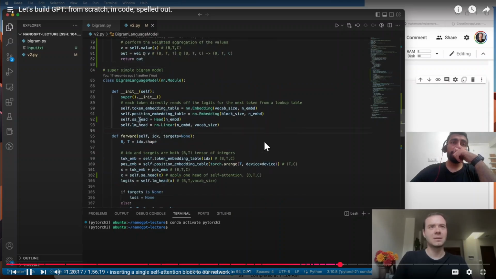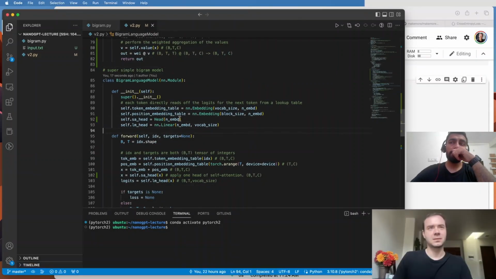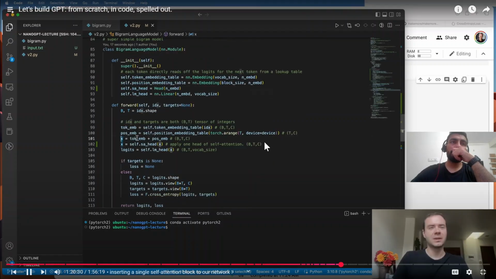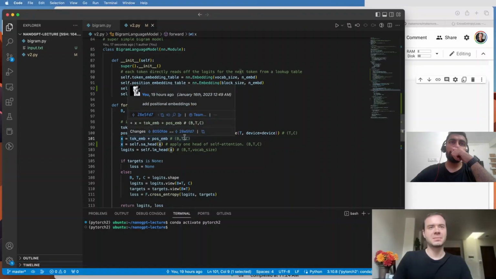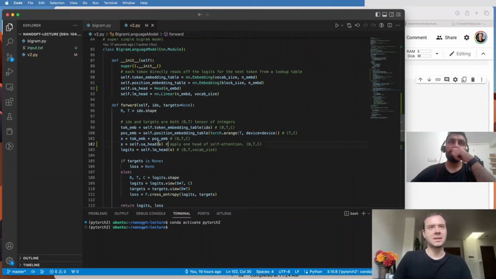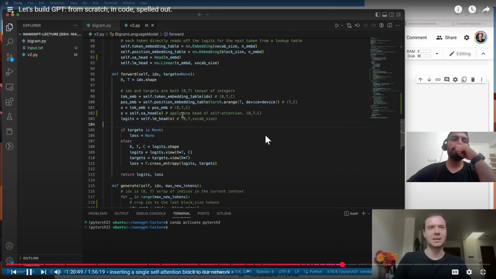Once we've encoded the information with the token embeddings and the position embeddings, we're simply going to feed it into the self-attention head, and then the output of that is going to go into the decoder language modeling head and create the logits. So this is the simplest way to plug a self-attention component into our network right now.